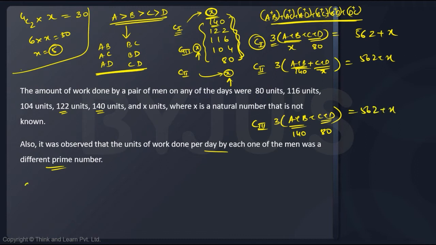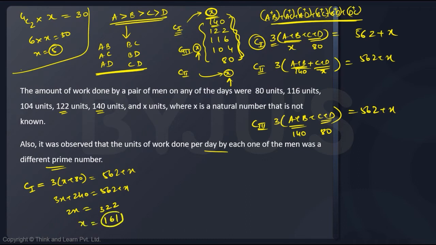So let's take case number 1. Case number 1, what do I get? I get 3 times of x plus 80 is equal to 562 plus x. And this gives me 3x plus 240 equal to 562 plus x, or 2x equal to 322, or x equal to 161.